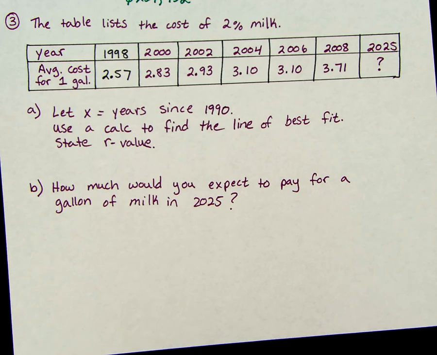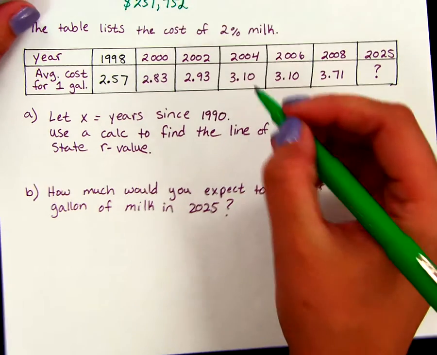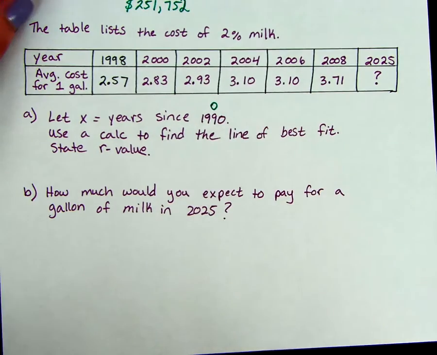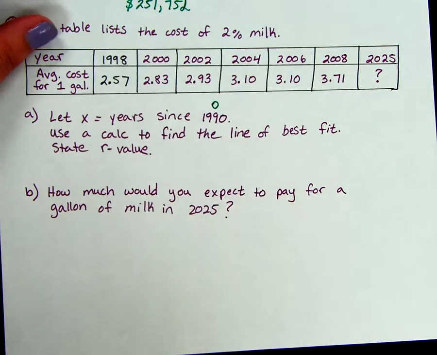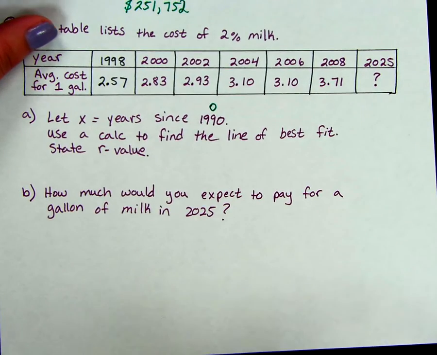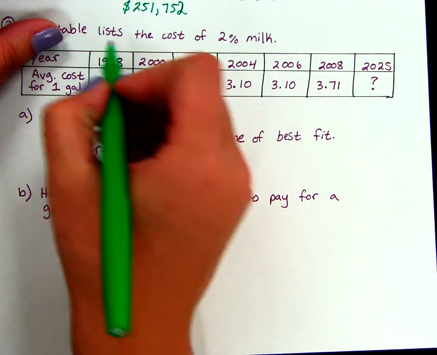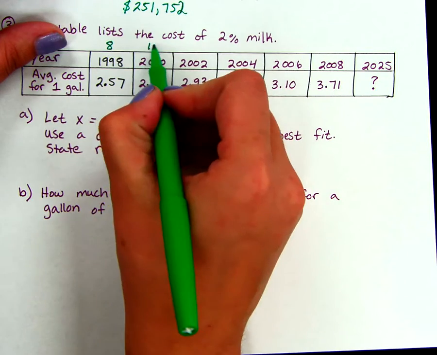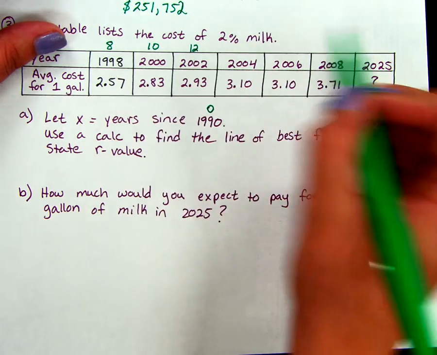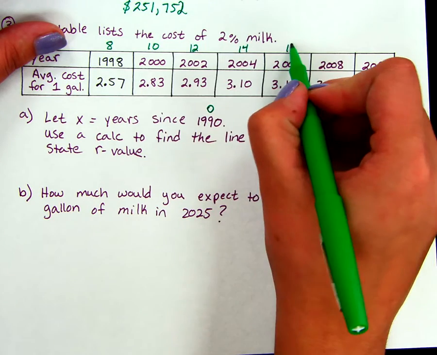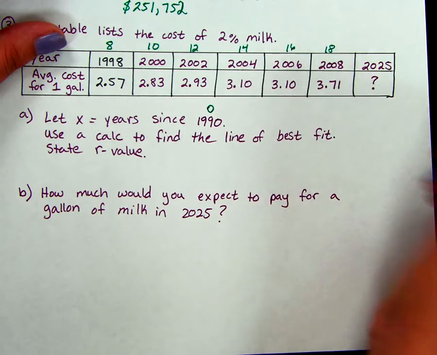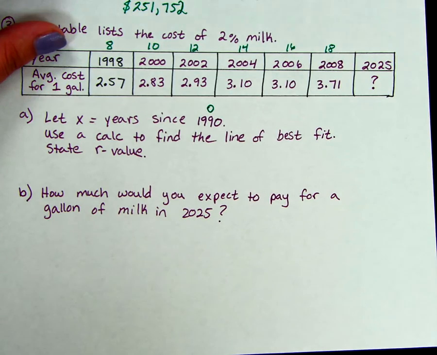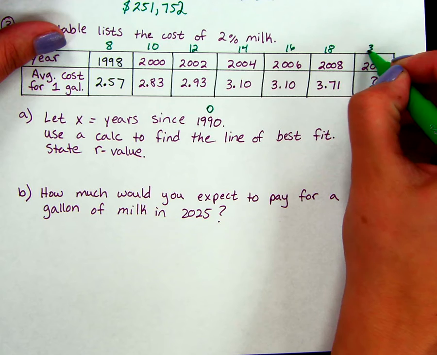So we need to actually go and change our x values. So remember, this one represents 0, and then we're figuring out how far away each of these years is from 1990. So 1998 is 8 years away, so we're going to use 8 for that one. This one is 10, 12, 14, 16, 18, and then we have to go all the way up to 2025. So if we do a little bit of mental math here, that is going to be 35.